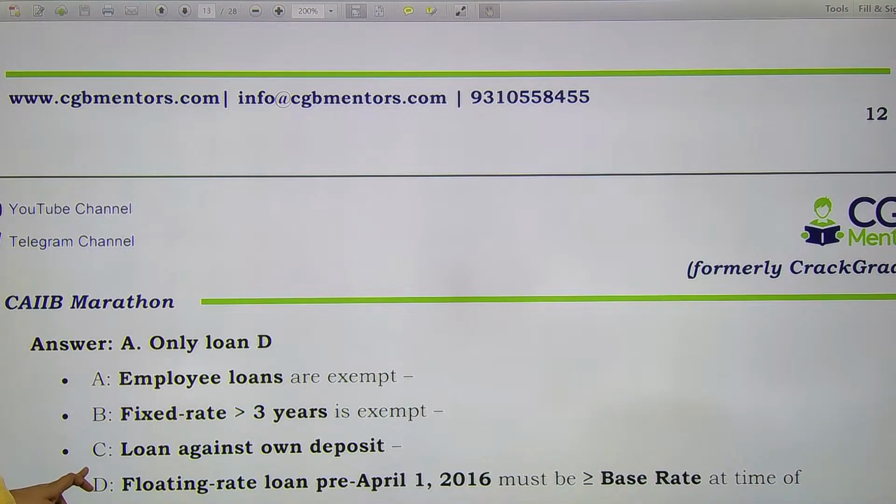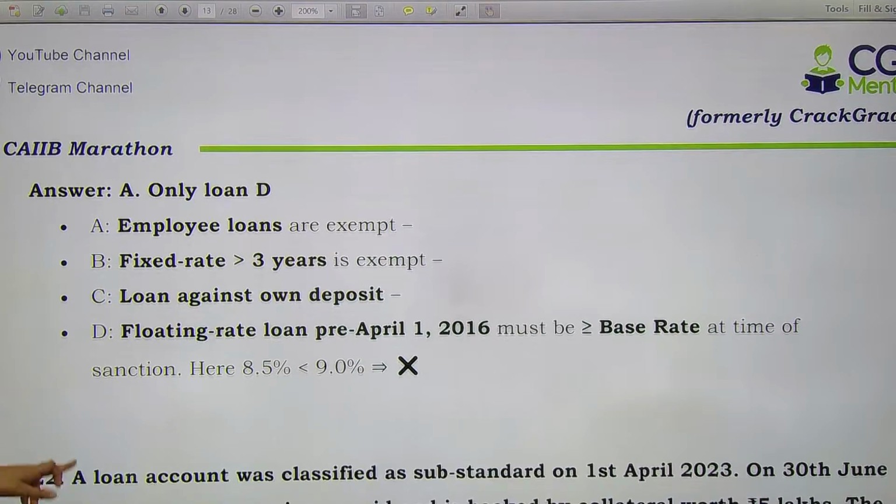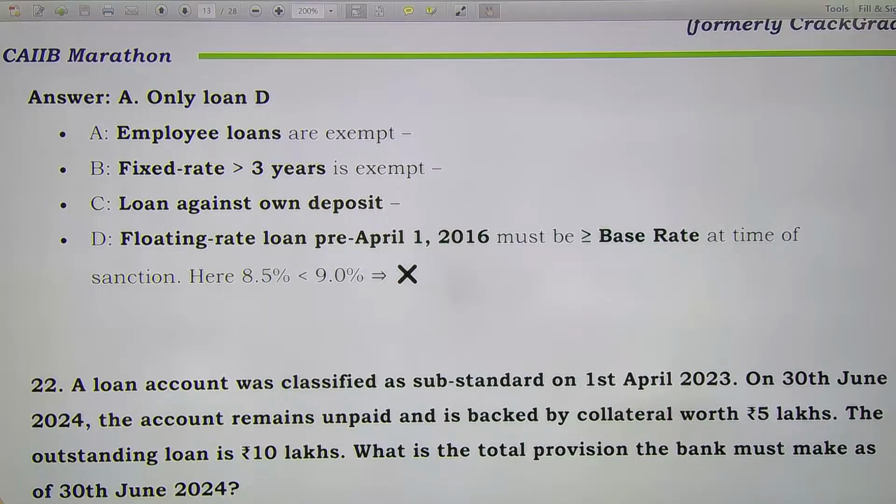Employee loans are exempt. Fixed rate loans greater than 3 years are exempt. Loan against own deposit is exempt. A floating rate loan before April 2016 must be at base rate, right? So that is something that is violating over here.